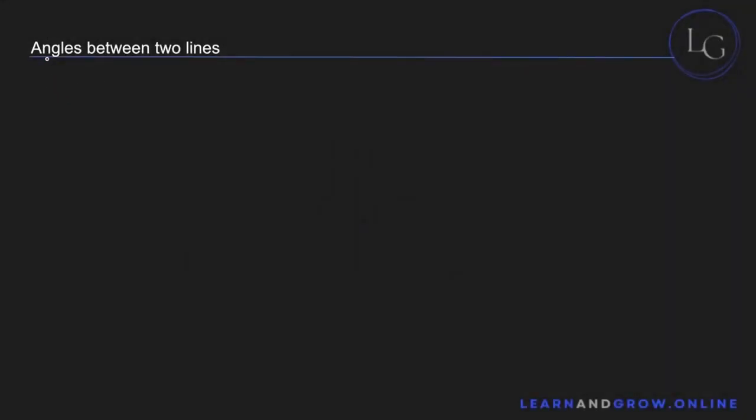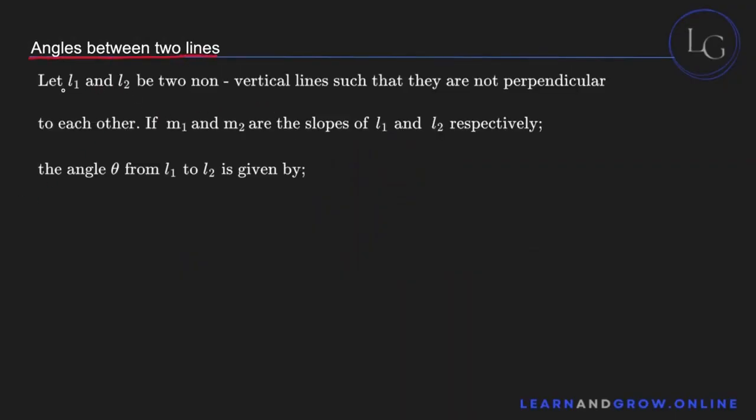Now let's see how you can find the angle between two lines. So let L1 and L2 be two non-vertical lines such that they are not perpendicular to each other, right? So let's just draw a coordinate axis. This is the y-axis, this is the x-axis, and two non-vertical lines which are not perpendicular to each other. Let's say this is line L1, and this is line L2.